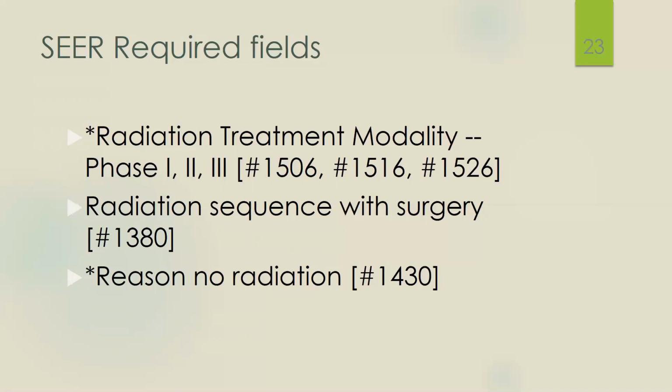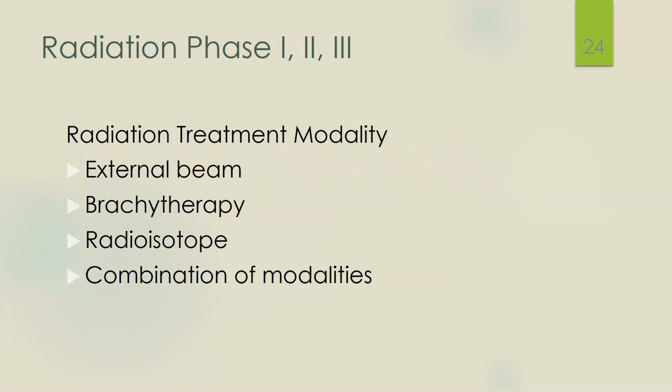The radiation sequence with surgery is a new field, but we've been collecting a similar field for chemo and radiation sequence. So it follows the same pattern. And then reason no radiation also has fields for if a patient did not receive radiation as part of the first course therapy. There are codes that you can select for that.